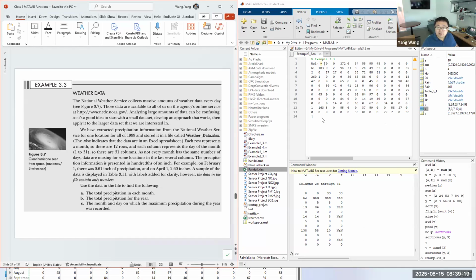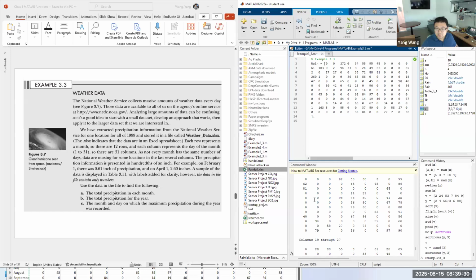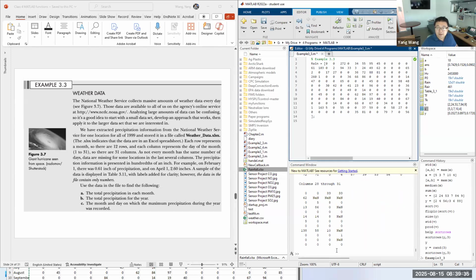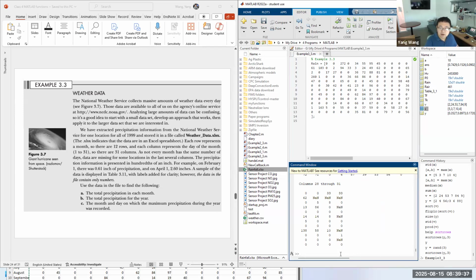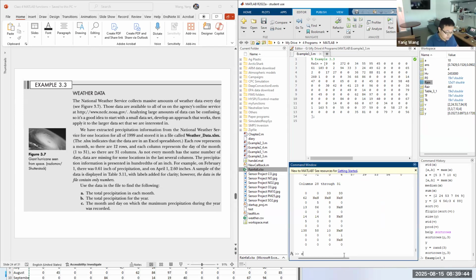So basically you have the rain data, and the problem wants you to find out the total precipitation in each month. So you want to do a summation of each row here, right? Before that, we can quickly check the rain parameter, which is already over here. So we can just try to do a sum, let's say x equals sum of rain.